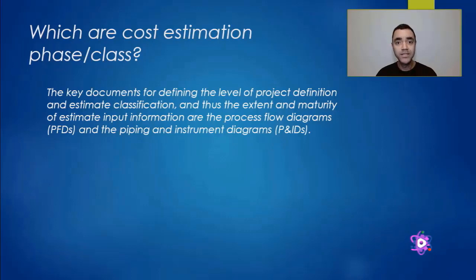The cost estimation can get different classifications depending on the stage of the project. The key documents for defining these classifications are the process flow diagram and also the piping and instrumentation diagram that in general are responsibilities of the chemical process engineer. However, these classifications are not absolute and depend on the institution being considered.